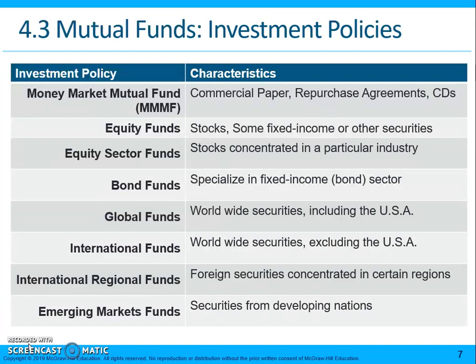First type of investment policy is a money market mutual fund. A money market mutual fund is a very short term investment. They're going to invest in commercial paper, repurchase agreements, and CDs. Money market mutual funds typically look very much like an interest-bearing checking account. The one thing to note about them is they're not insured by the FDIC.